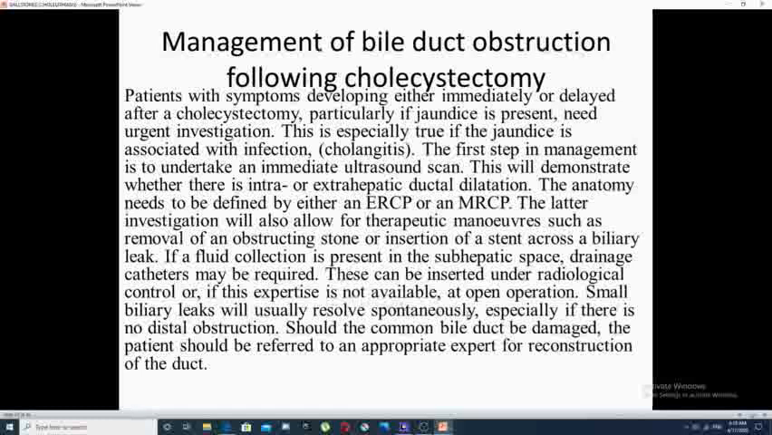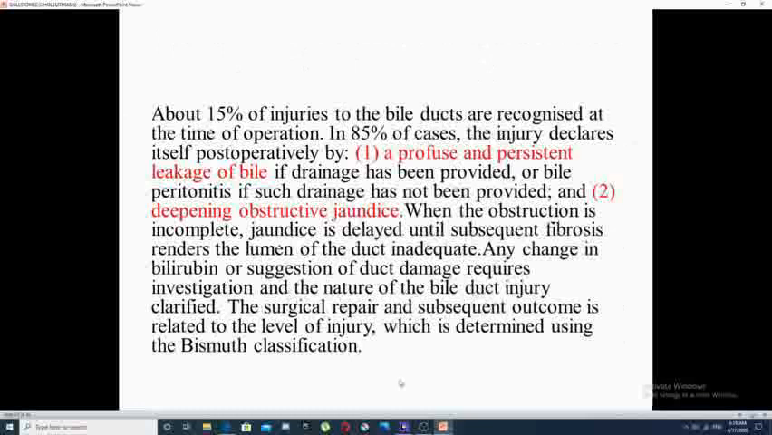At open operation, small biliary leaks will usually resolve spontaneously, especially if there is no distal obstruction. If the common bile duct is damaged, the patient should be referred to an appropriate expert for reconstruction of the duct. About 15% of injuries of the bile duct are recognized at the time of operation.